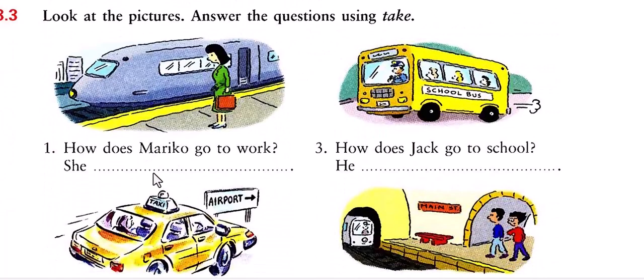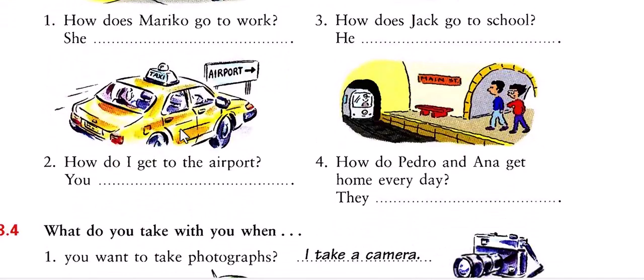Look at the pictures and answer the questions using take. How does Mariko go to work? She takes the subway. How does Jack go to school? He takes the bus. How do I get to the airport? You take 20 minutes, for example, if you take the bus or the taxi. How do Pedro and Anna get home every day? They took the subway, for example.